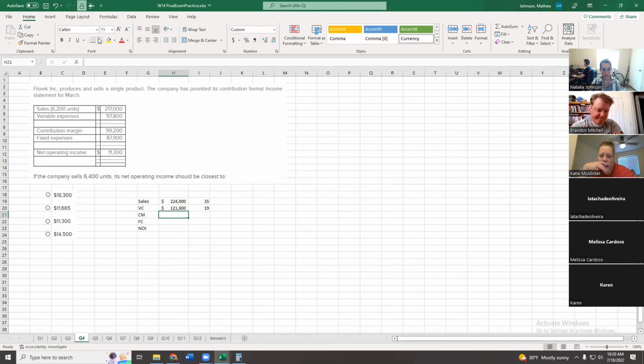Okay. And there are different ways to do it. If you want to do it even faster, you can find the contribution margin ratio and then do it based on that, but let's do it like this. So sales minus variable, contribution margin, and then the fixed cost. Fixed stays the same because it's fixed. And then we just subtract these two. And this is the answer.